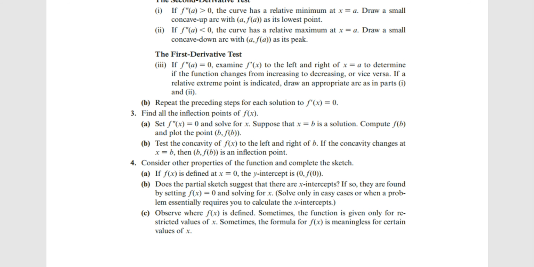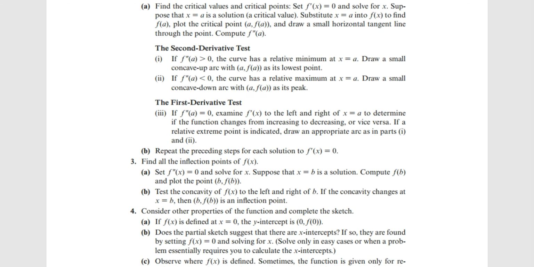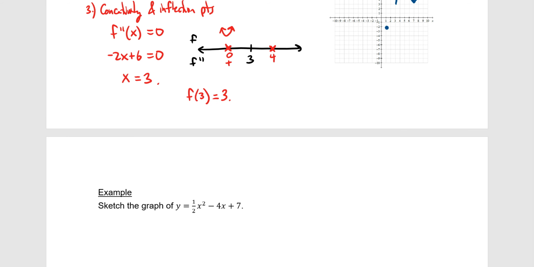And then we're going to figure out what the inflection points are by setting the second derivative equal to 0, and we can come up with a little table if we want to check the concavity. And then there's going to be a couple other things like the y-intercept and the x-intercepts if we can, and put it all together. So let's go ahead and graph this one right here.